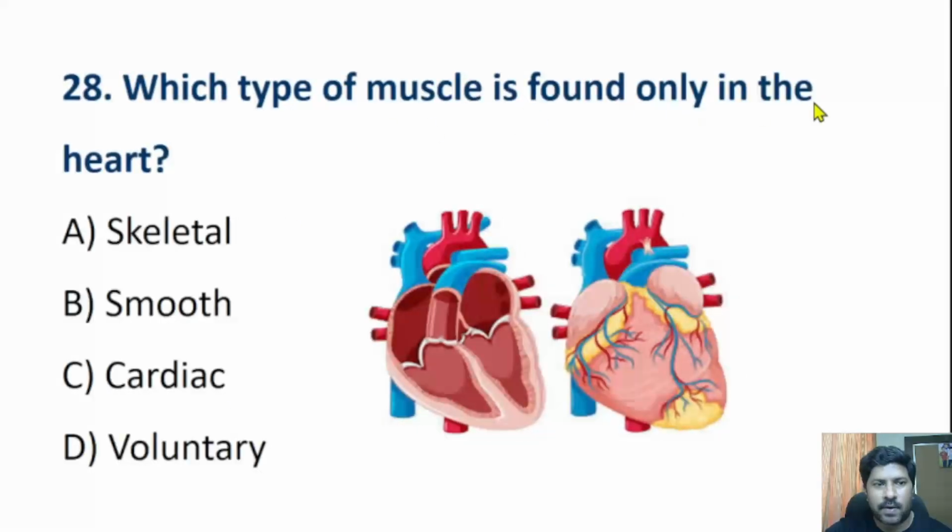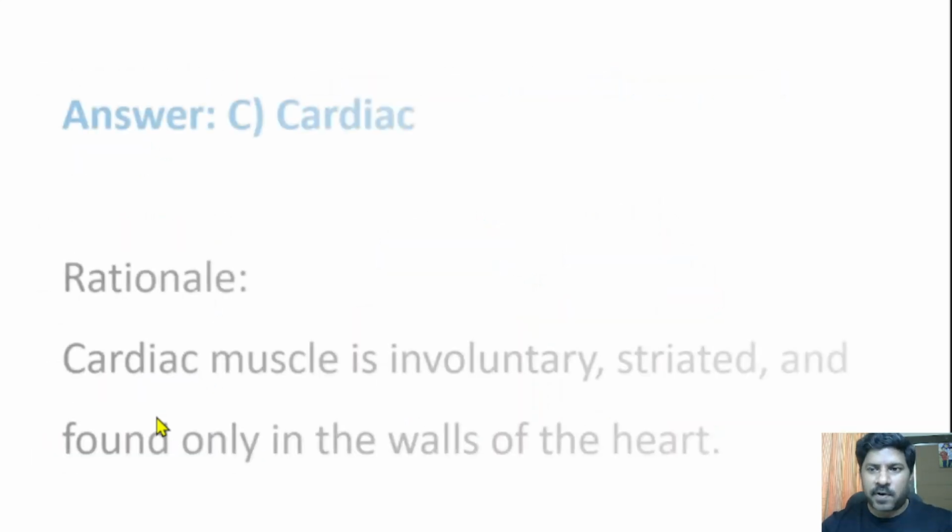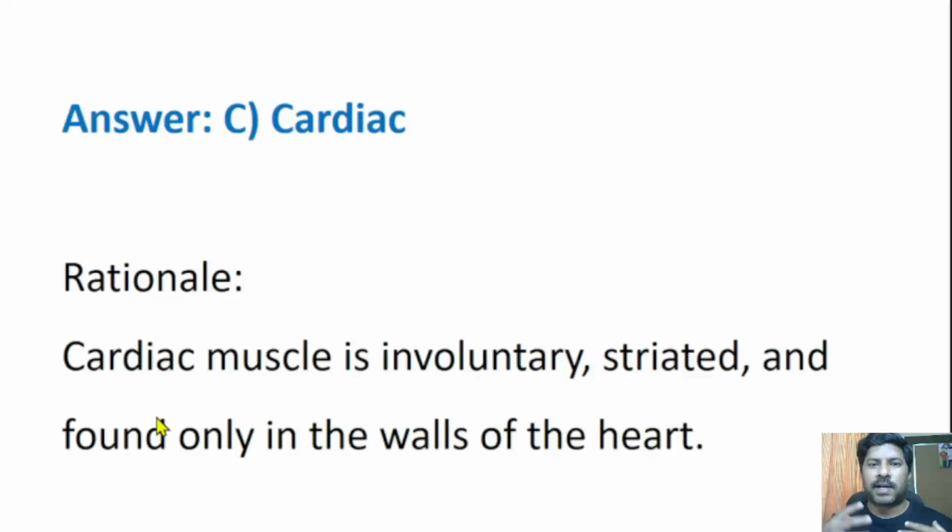Then 28th question: which type of muscle is found only in the heart? Skeletal, smooth, cardiac, voluntary muscles. Correct answer is cardiac muscles. Cardiac muscles are seen only in the heart. Nowhere else can we find cardiac muscles. Cardiac muscle is an involuntary type. Involuntary type means we cannot control it by our own wish. It works by its own signals. That is why it is known as involuntary muscle.